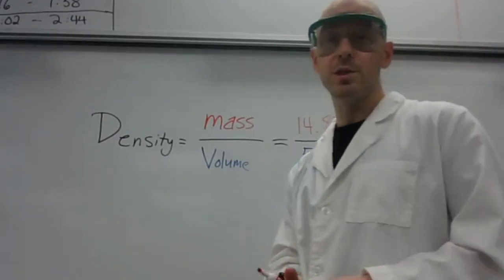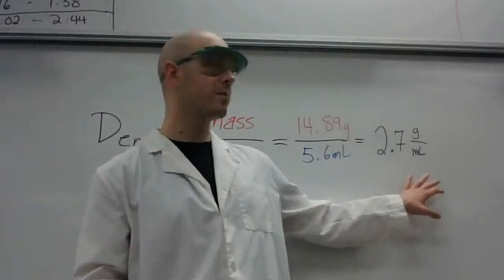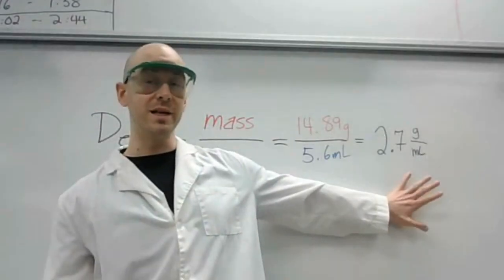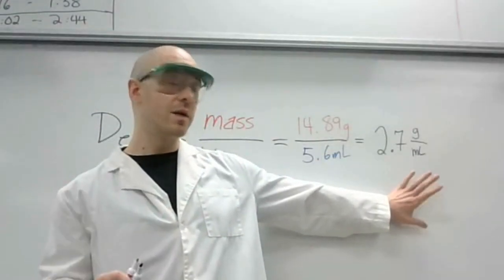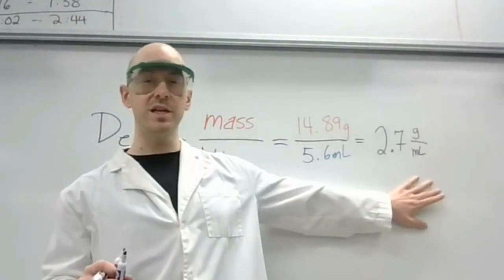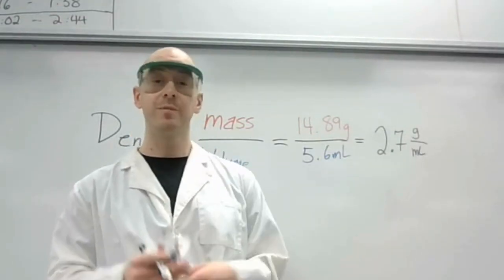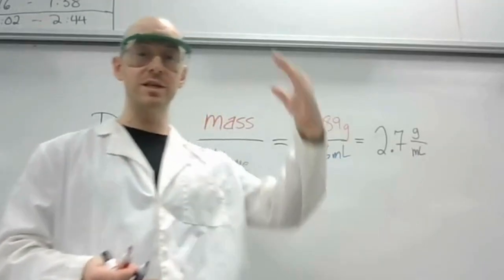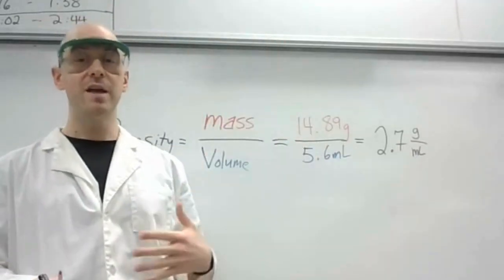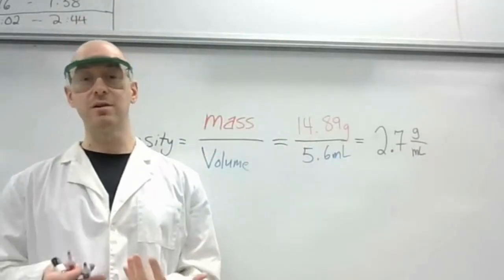Now, we should be able to use this information to identify our material. While some densities between materials are similar, this 2.7 gives us a pretty good idea of what material we're dealing with. The last part of your lab, you'll be looking through a list of materials and their densities and figuring out what these different materials are made out of.